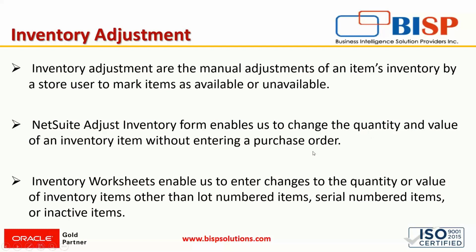Our next concern is inventory adjustment. Inventory adjustments are the manual adjustments of an item's inventory by a store user. These adjustments are done to mark the items either as available or unavailable. Under NetSuite, we have two options in which we can adjust our inventory. First, we can simply adjust the inventory via the inventory form, or we can take the help of inventory worksheets.